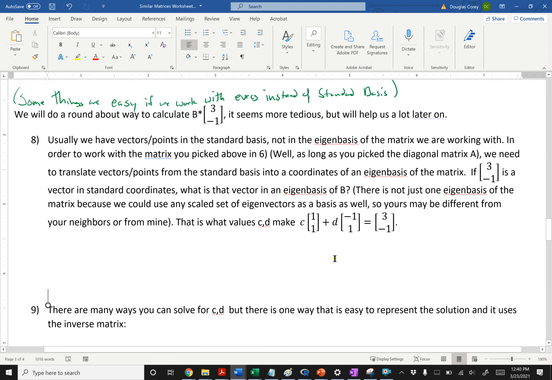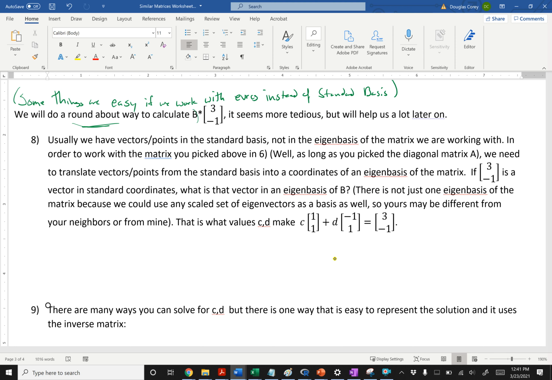Okay, so the last few here is to try to put some of this all together to build up to this formula for similar matrices and diagonalizable matrices. So we're going to do a roundabout way, and the roundabout way, again, doesn't help if you're just working with a 2 by 2 with one multiplication, but if you're having to take a large power and do the product a whole bunch of times, it's worth doing the investment. So we're going to do a roundabout way to calculate our B matrix times 3 and a -1. And again, it seems more tedious, but we'll be okay.